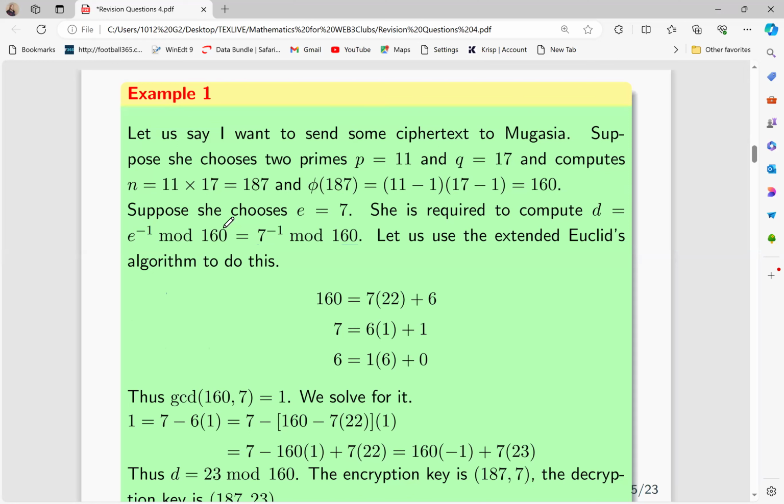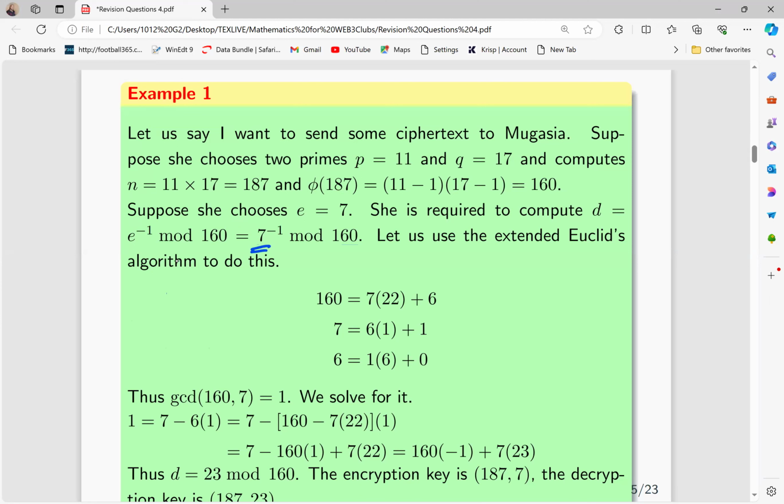Is that okay? After getting Euler phi of N, she'll have to choose a number relatively prime to Euler phi of N. That one she just chooses. Is that okay? In this case, she has chosen 7. She has to proceed and get the inverse of 7 mod Euler phi of N, using whichever method. In this example, I've used the extended Euclid's algorithm. So she's getting the inverse of 7.